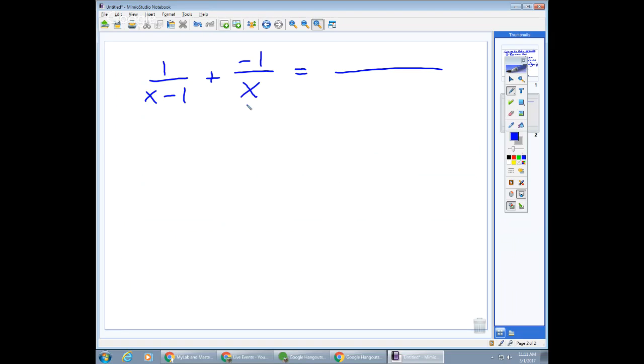This has an x, and an x minus 1 is fundamentally different factor. So the common denominator would have to be x times x minus 1. So let's consider the common denominator here is going to be x times x minus 1. So I want both of these to have the common denominator. So I'll have to multiply top and bottom of this one by x, and I'll have to multiply top and bottom of this one by x minus 1 to make that happen.